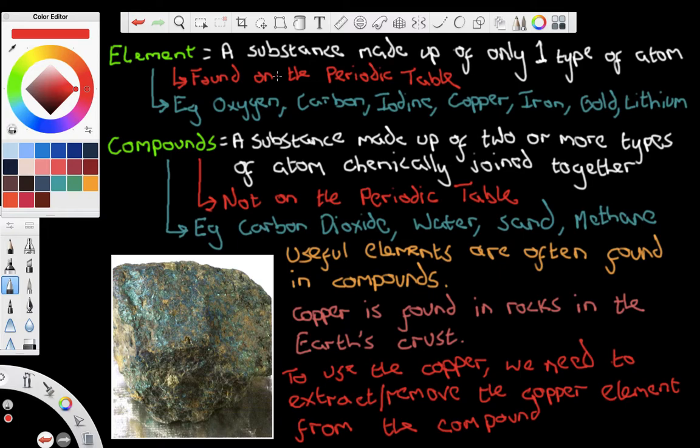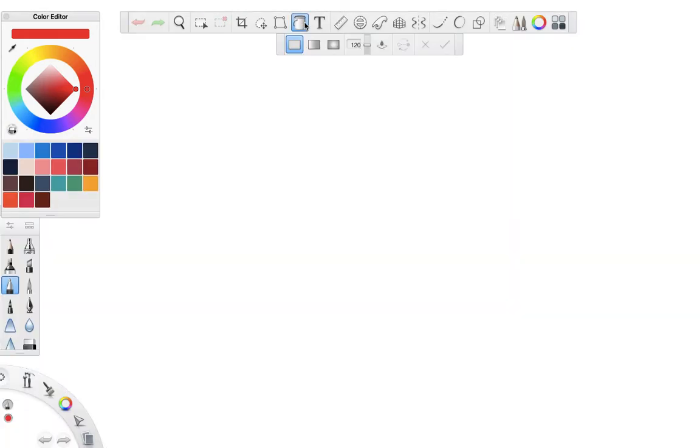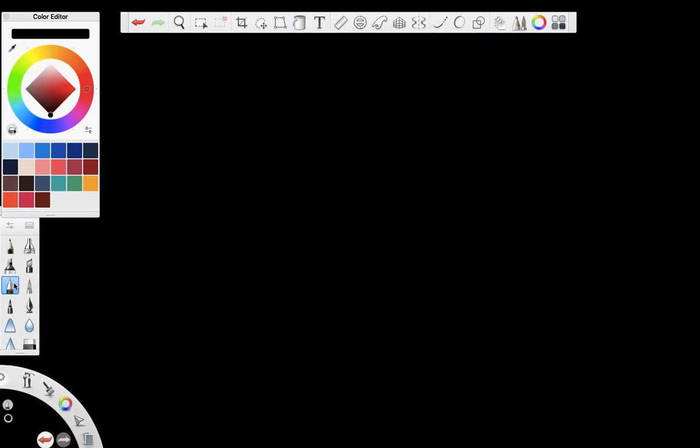Okay? So I'm going to refresh the screen. We're going to start off with a definition. So I am going to need a green pen. And if I can just quickly turn my notes. So our next keyword is the word displacement reaction.